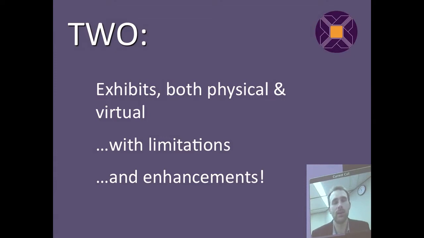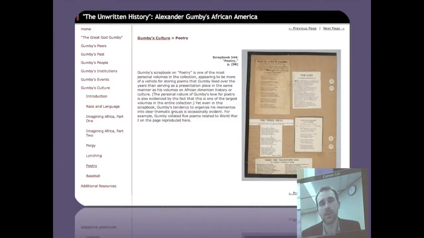And so when you're making these exhibits to highlight things like special collections or to help a researcher or a scholar tell the story of their research using items from your collections, you really can be doing a transformative thing. Let's go to slide 30. This is a really inspirational example. This is Alexander Gumby's African America.